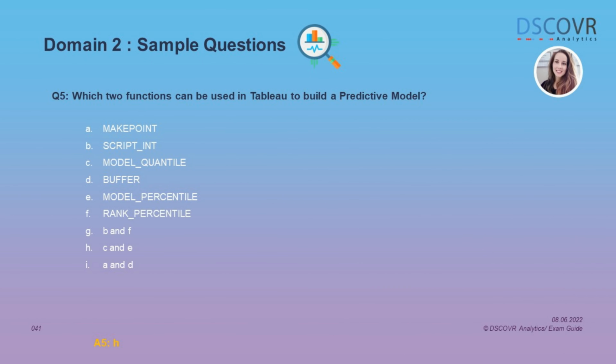All right, so this is a pretty straightforward question. So here we're looking at a number of different functions, and the question is, which 2 functions can be used in Tableau to build a predictive model? And the answer here is H. So we actually have 2 different functions, C and E, model quantile and model percentile. And we can use these functions to make predictions on our data.